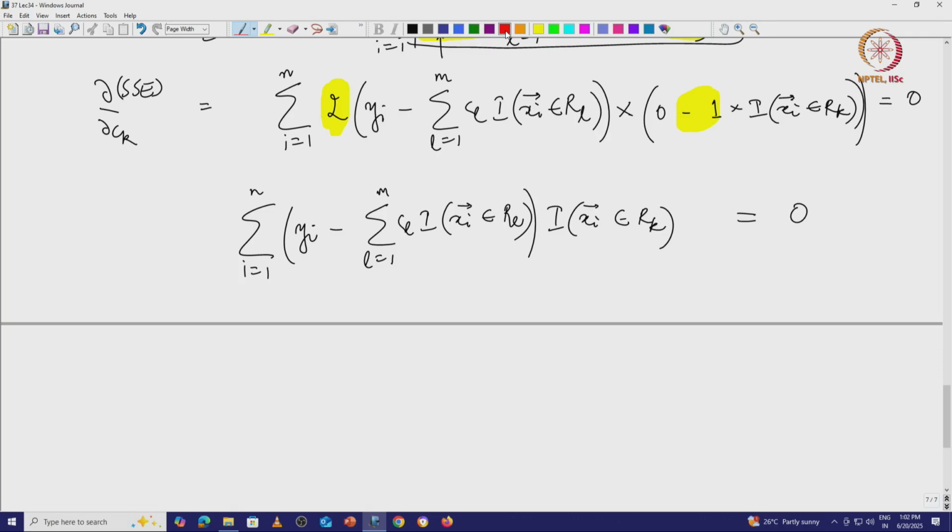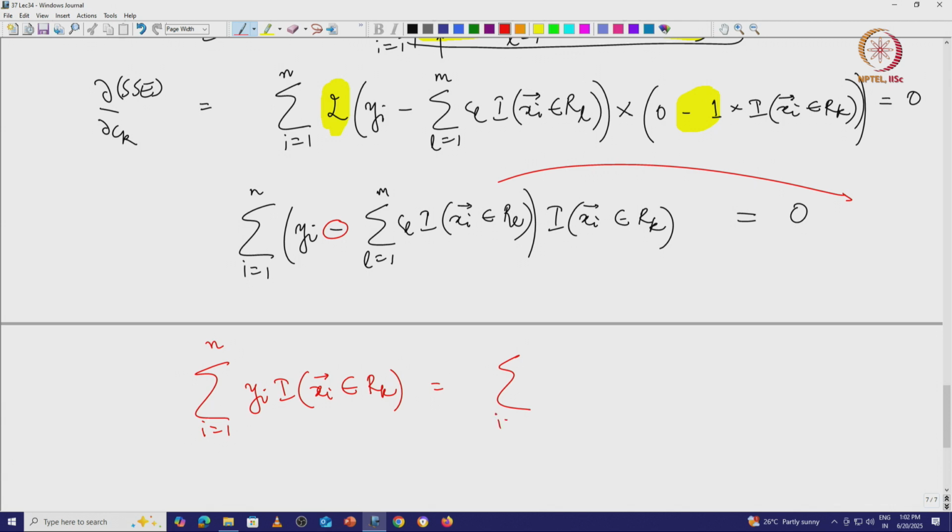Okay. So that is nice, and now we can really simplify this further, leading to the final answer. You can take the term with the minus to the right hand side. So the first term becomes sum i going from 1 to n of yi times the indicator function of xi belonging to Rk, and this is equal to two different summations: sum i going from 1 to n, sum L going from 1 to m of Cl times the indicator function of xi belonging to the region Rl and the indicator function of xi belonging to the region Rk.